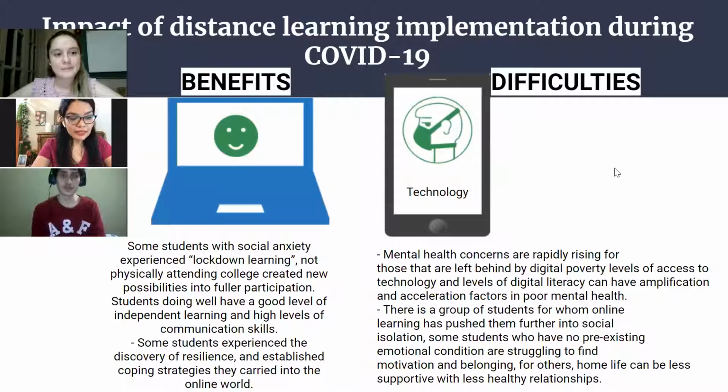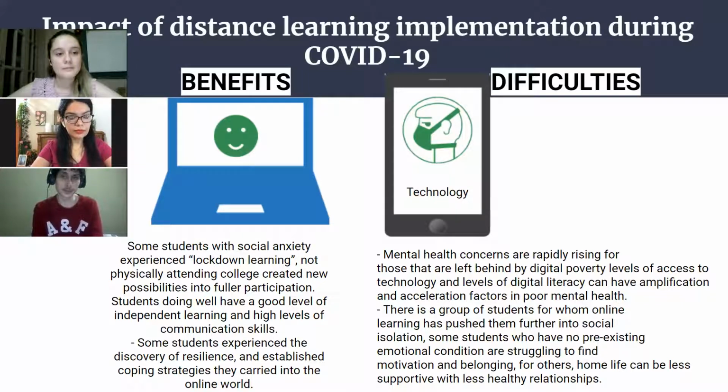Impact of distance learning implementation during COVID-19. So distance learning, which is different from virtual learning, has benefits and difficulties. Among the benefits are that some students with social anxiety experience lockdown learning, which means that those who previously had anxiety now find new possibilities for fuller participation. So students doing well have a good level of independent learning and a high level of communication skills. As well, some students experience the discovery of resilience and establish coping strategies that carry into the online world.